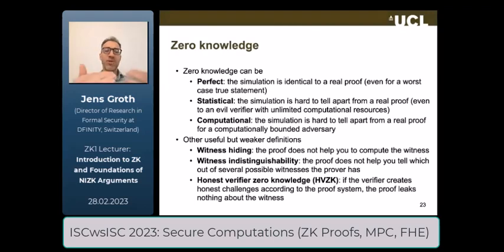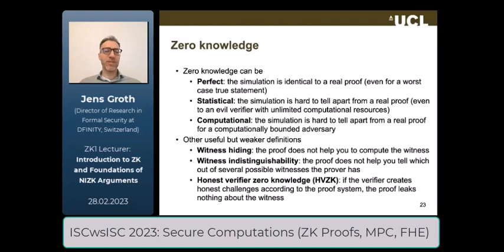And again, you have these trade-offs. Of course, it would be nice if everything was perfect zero knowledge, but maybe you pay a price and cannot get as good soundness. Typically, either you can get statistical or perfect soundness but only computational zero knowledge, or you can get perfect or statistical zero knowledge but only computational soundness.